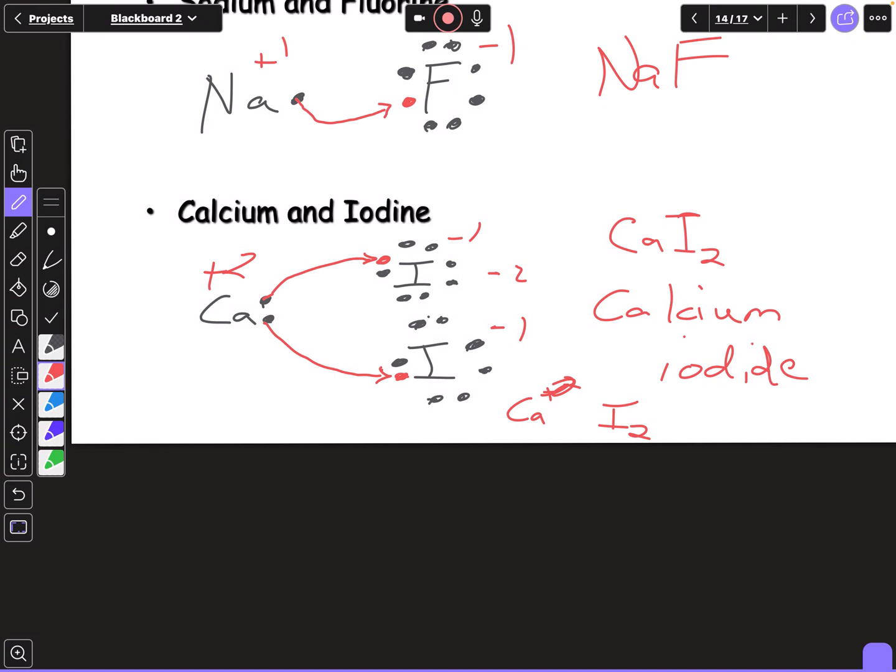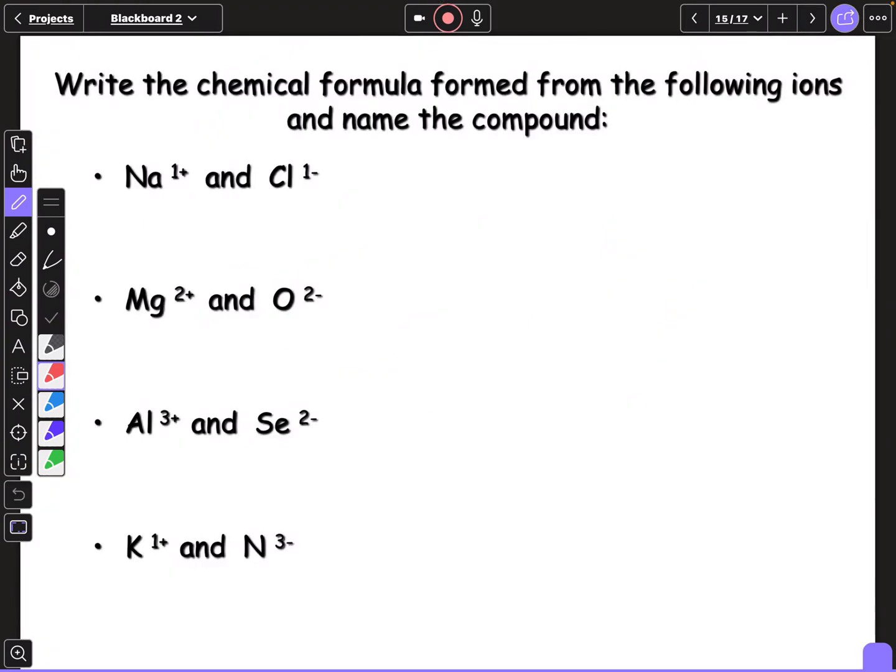Now, every time I write a formula, do I want to go through and draw those Lewis structures? It would take me forever if I had a big worksheet full of problems. And there's an easier way to do these, and that's what we're going to look at. Going back to our rules that we just wrote down. So we're going to write the chemical formula, formed from the following ions, and name the compound.